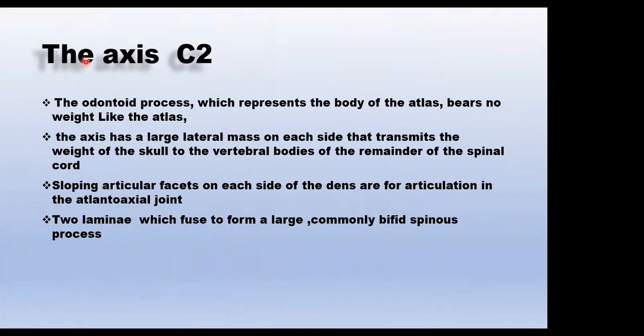Next, we have the second cervical vertebra, which is called the axis. The odontoid process, which represents the body of the atlas, bears no weight like the atlas. The axis has a large lateral mass on each side that transmits the weight of the skull to the vertebral body of the remainder of the spinal cord. Sloping articular facets on each side of the dens are for articulation in the atlanto-axial joint. Two lamina which fuse to form a large, commonly bifid spinous process.